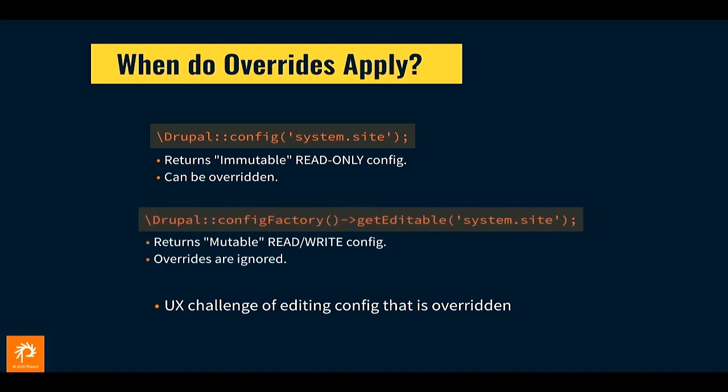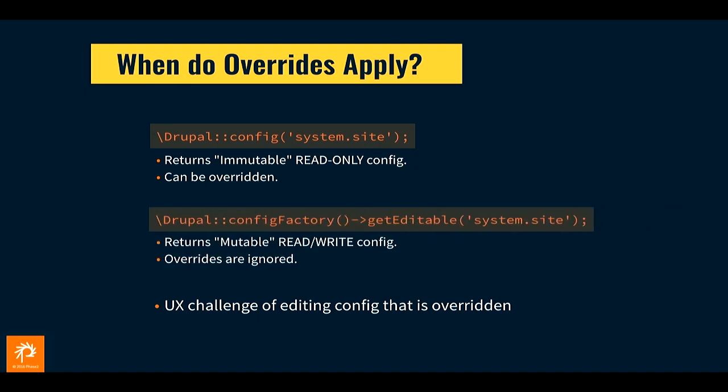There's another way to get config, which is through the config factory get editable method. And as the method kind of indicates, this is a read-write version of config. This is something you can change, and then there's a save method for it. Overrides don't apply here.